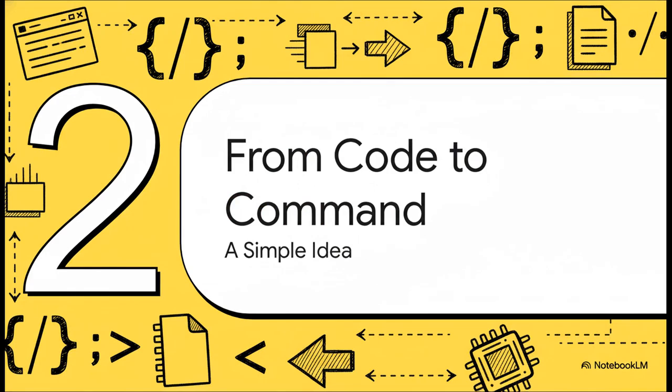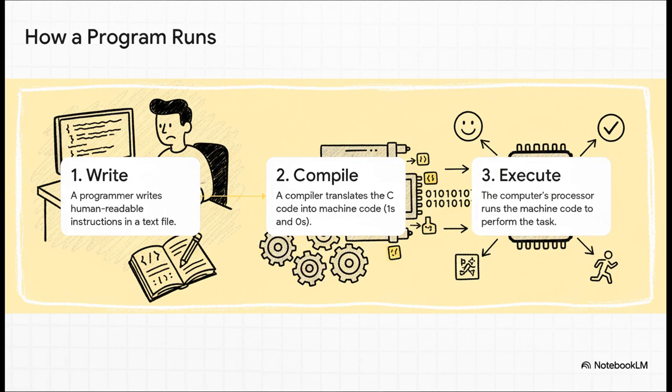Okay, we've talked about what C is, but how does it actually work? Like, how do you go from a text file full of code to a program that actually does something? Let's look at how we go from code to command. It's a pretty simple idea. It really boils down to 3 simple steps. First, you, the programmer, you just write your instructions in a plain old text file. Step 2, a special program called a compiler takes over. Its job is to translate your human-readable C code into what's called machine code. That's the ones and zeros the computer's processor actually understands. And finally, step 3, the processor runs that machine code, and your program comes to life. So remember that. Write, compile, execute.